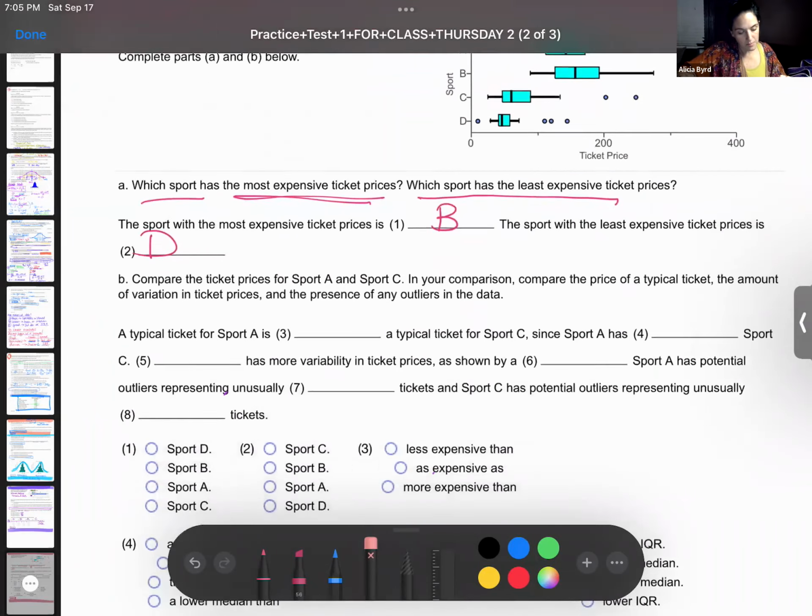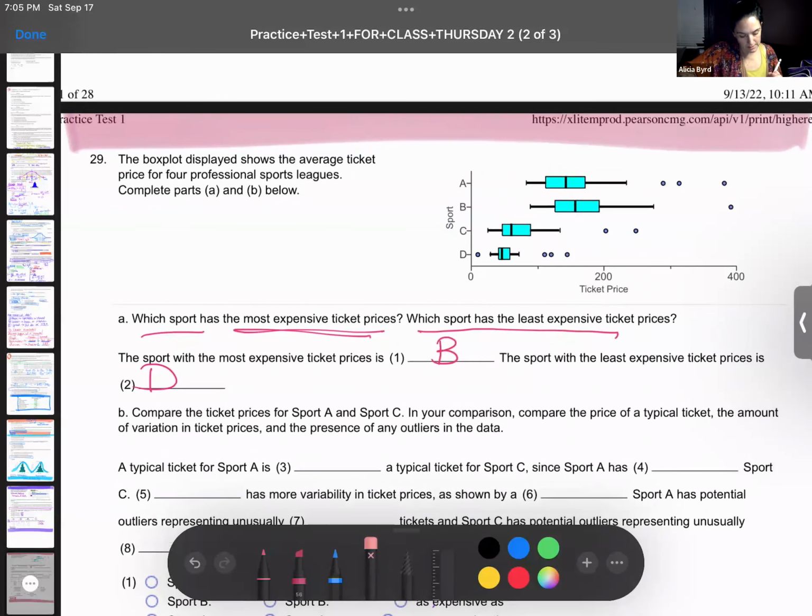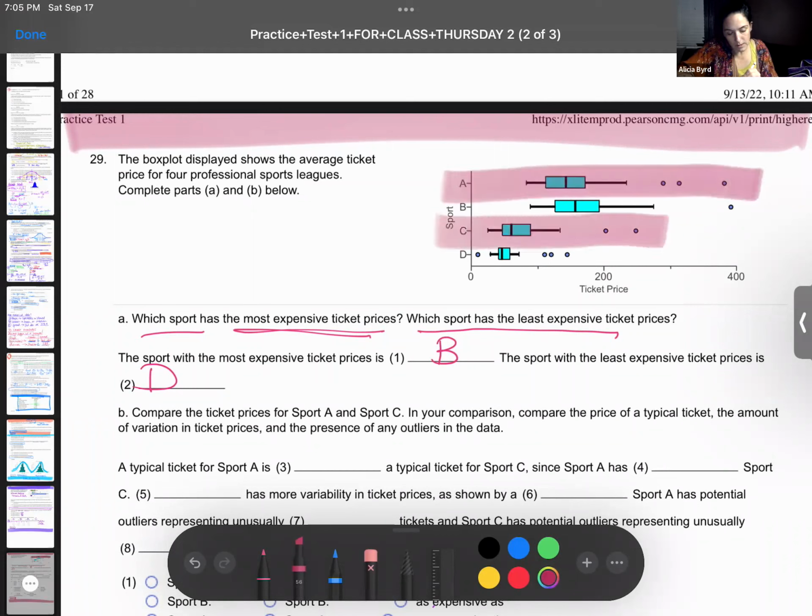For part B, compare the ticket prices for A and C. So now we're just looking at A and C.